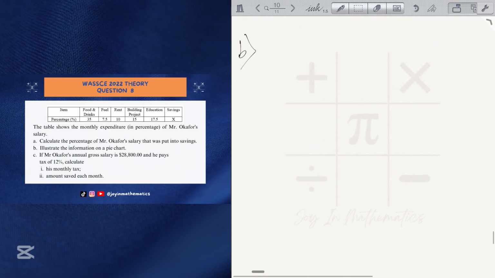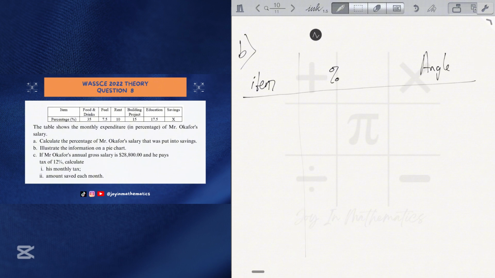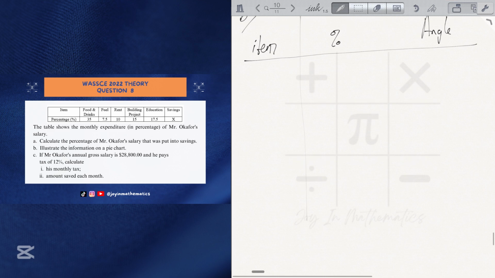The question says we should illustrate the information in a pie chart. To do this, we have to draw a tabular form. We have the item, the percentage, and also the angle in degrees, because to draw a pie chart we need the angle. Let's write them all out, and we're going to maximize the space we have.